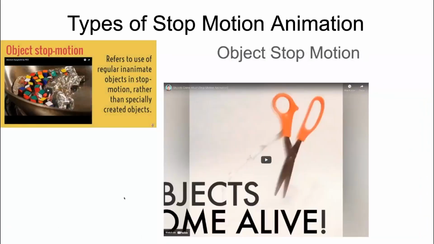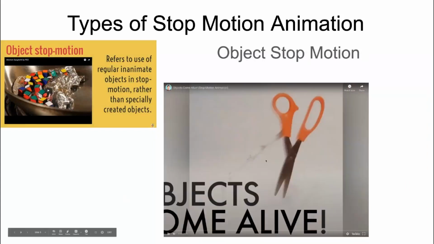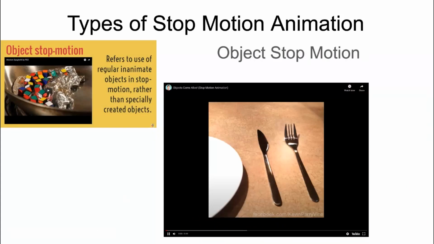The next type is called object stop motion, and as the name implies, you're using real objects. In this case, you see a scissors on the screen there, or in the upper left, you see parts of a Rubik's Cube, and you move those to produce the illusion of motion. So here's an example of that.